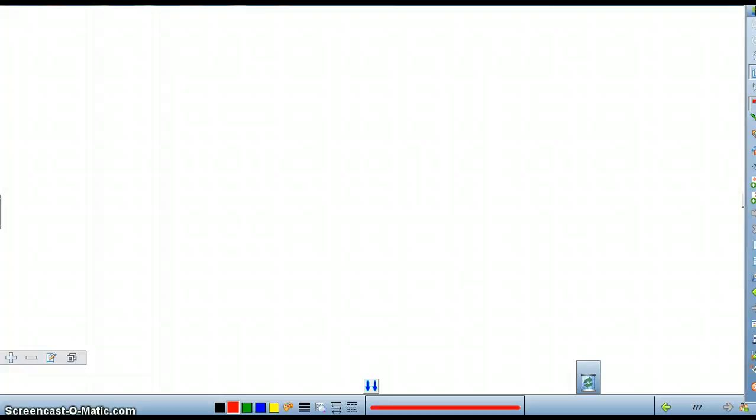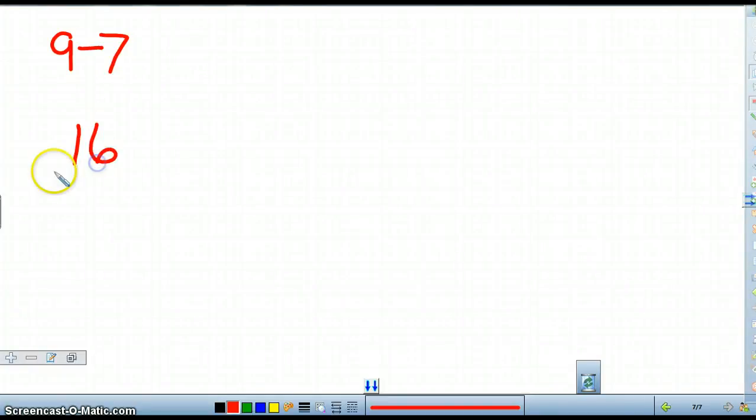So let's do guided practice on page 235, 9-7. We need to write each fraction in simplest form. So let's take a look at number 1, 16 32nds, which is 16 over 32.